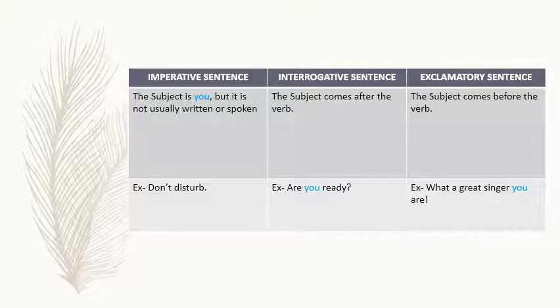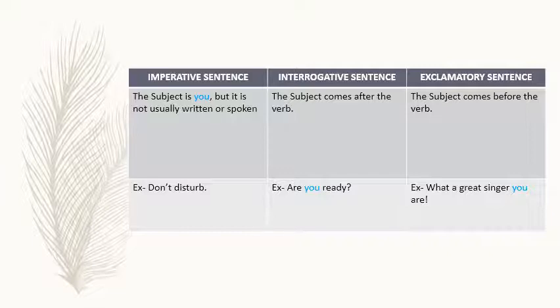Now the exclamatory sentence. Before beginning, let's again remember what is an exclamatory sentence. An exclamatory sentence is a sentence that talks about a sudden desire or a surprise. For example, what a wonderful picture it is. Oh, how cute the puppy is.